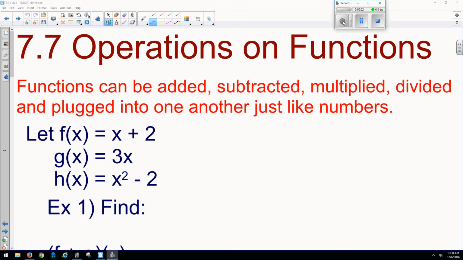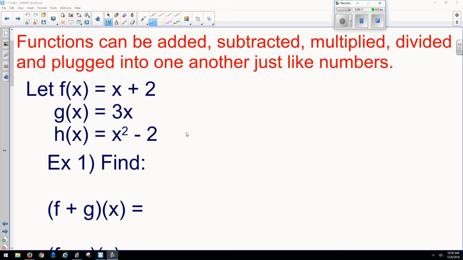Today we're talking about operations on functions. As you can read for yourself right here, you can do a whole lot of things with functions. And so we are going to put this into play. And for the first example, we're going to find f plus g of x.